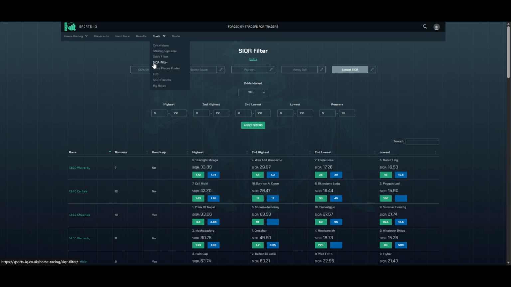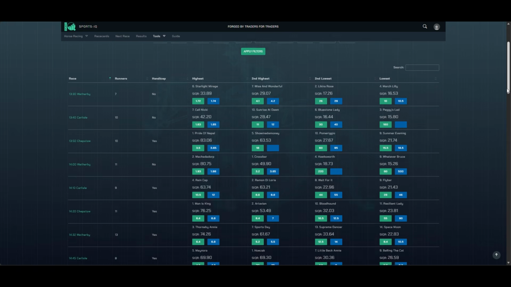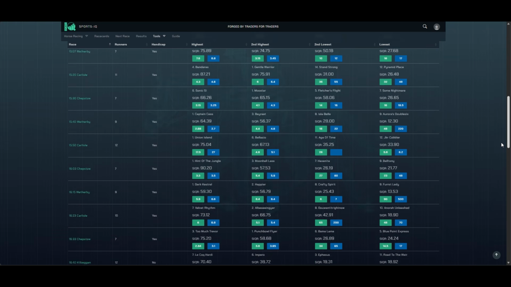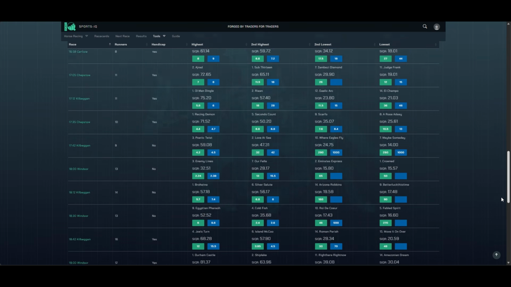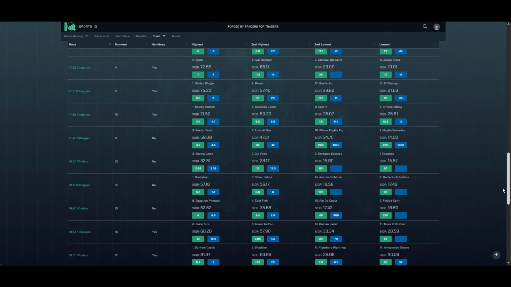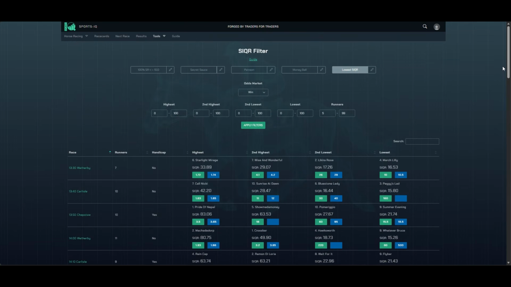First of all, let's look at the Sports IQ filter. Now before we start, let me ask you a question. Have you ever opened up a day's racing card, looked at 80 races, 700 horses, 14 different tabs, and then within about 3 minutes found yourself wondering why you just didn't take up fishing instead? Because that's exactly the problem this tool solves. The reality is most people don't need more races, they need fewer races, they need the right races. And that's where the SIQR filter comes in.